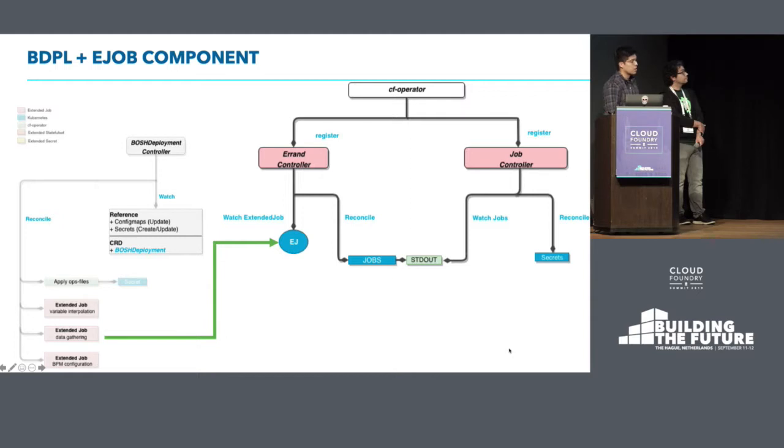And eventually, when we generate extended jobs, we will see the 2 extended job controllers in action. So the first thing is the errand controller. He's watching for extended job instances creation. And once that happens, he will reconcile. The reconcile will generate Kubernetes jobs. And this will eventually generate a standard output. At the same time, you have a second controller, which is the job controller. He will read that standard output and persist that valuable data into a secret in the same namespace.